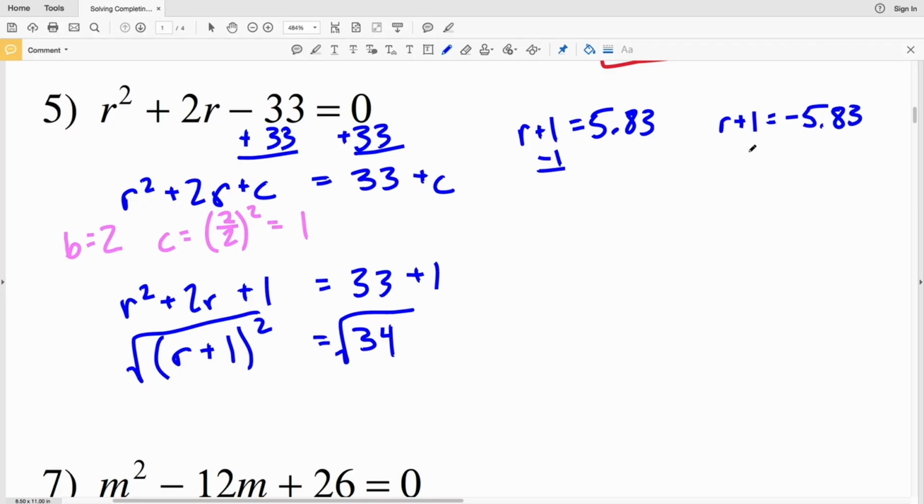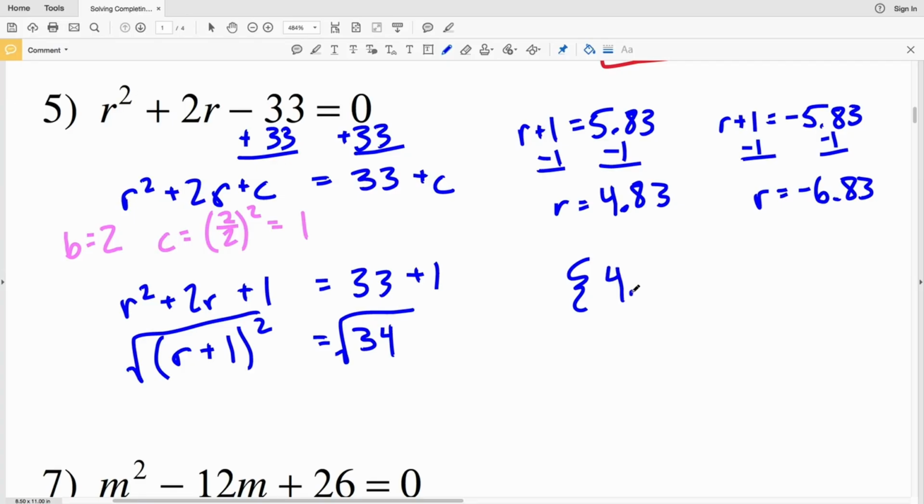So when I subtract 1 from both sides of this first equation, I'll get r equal to a positive 4.83. When I subtract 1 from both sides of the other equation, I'll get r equal to a negative 6.83. So my solutions in number 5 are 4.83 and negative 6.83.